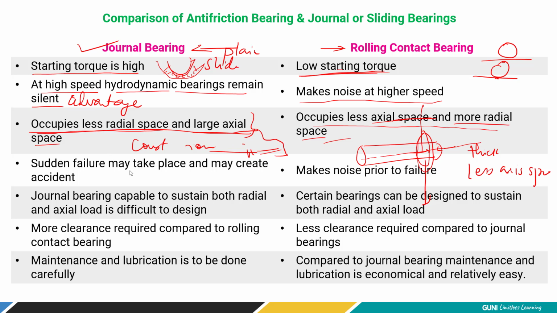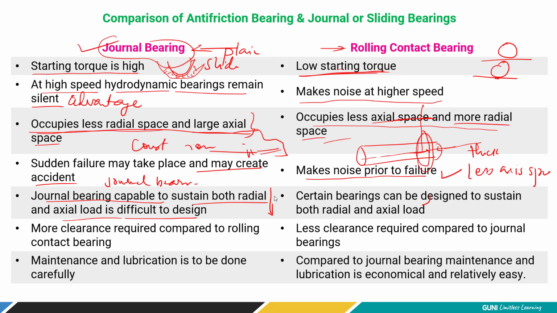Now, sudden failure may take place and may create an accident in the case of a general bearing. It does not offer any kind of warning. Whereas the rolling bearing makes a noise prior to failure. So this is a signal, you can say. Any expert or any worker working around the machines, if he finds that a noise is coming out, can simply stop the machine and prevent the accident, right? But this may not happen in the case of a general bearing. Okay. Now a general bearing capable of sustaining both radial and axial load is difficult to design.